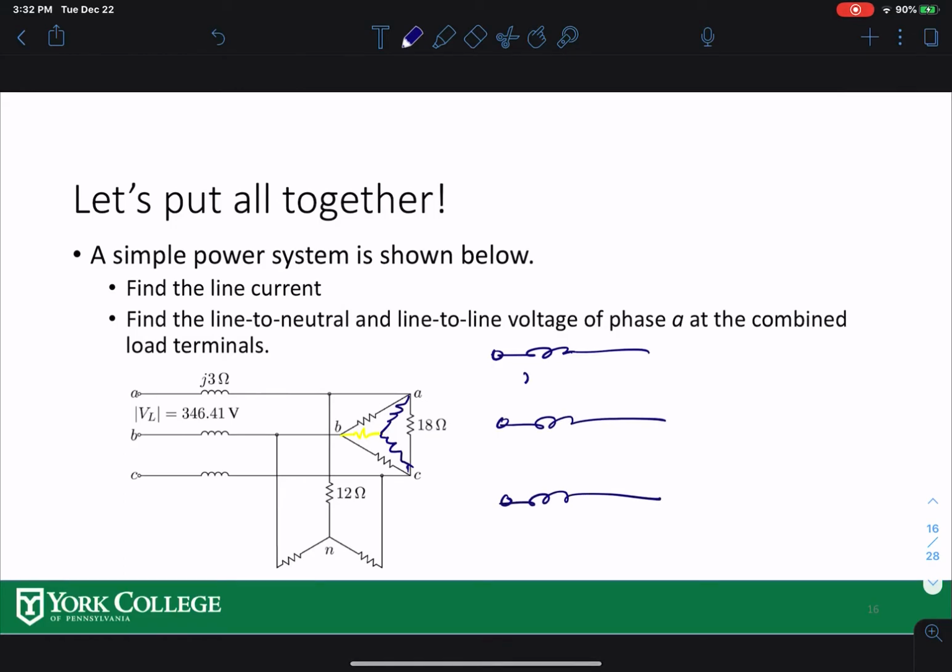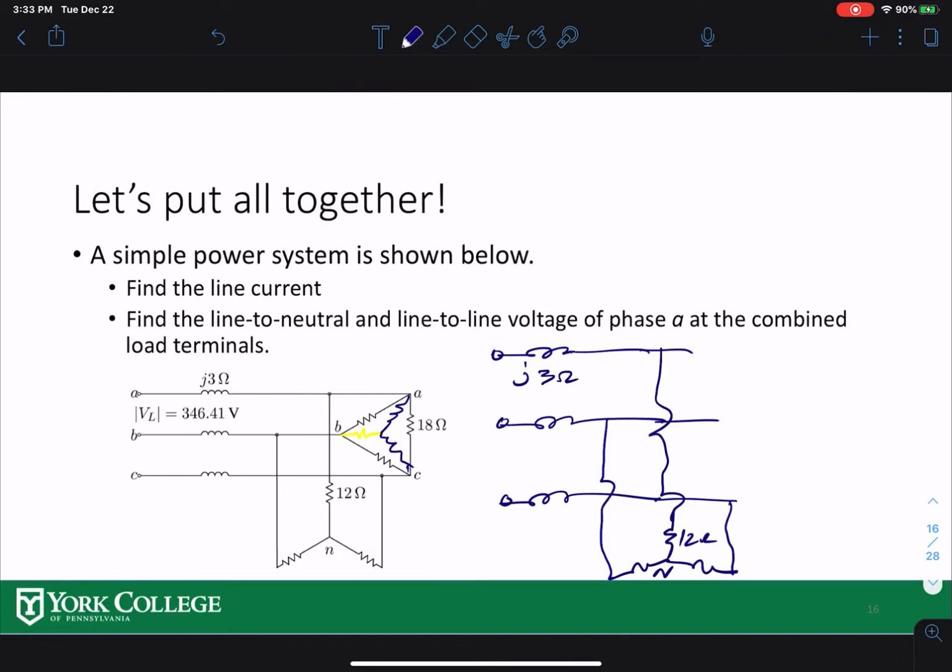So redraw this here. All phase lines have the same impedance. Then I also have this. This one goes here, and this one goes here, and this one comes from here. All right, good. So these are all 12 ohm.